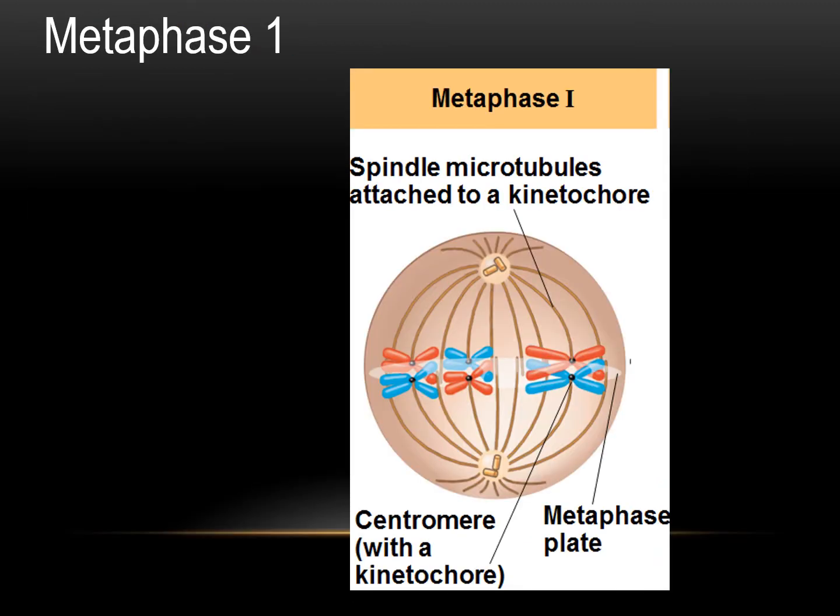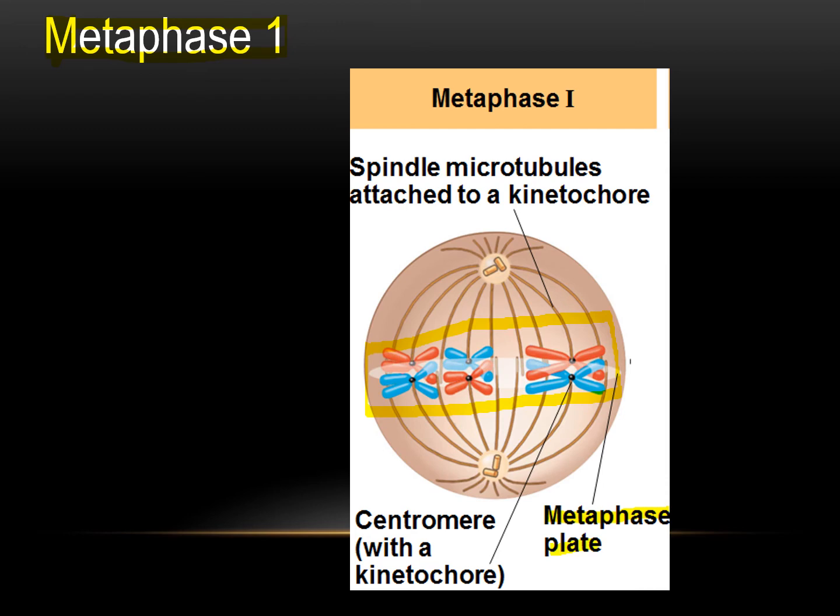And our next phase is called metaphase 1. And I remember metaphase 1 by looking at the M in metaphase. M stands for middle, and during metaphase 1, your homologous chromosome pairs arrange themselves onto the middle or onto the equator of your cell, which is called the metaphase plate.